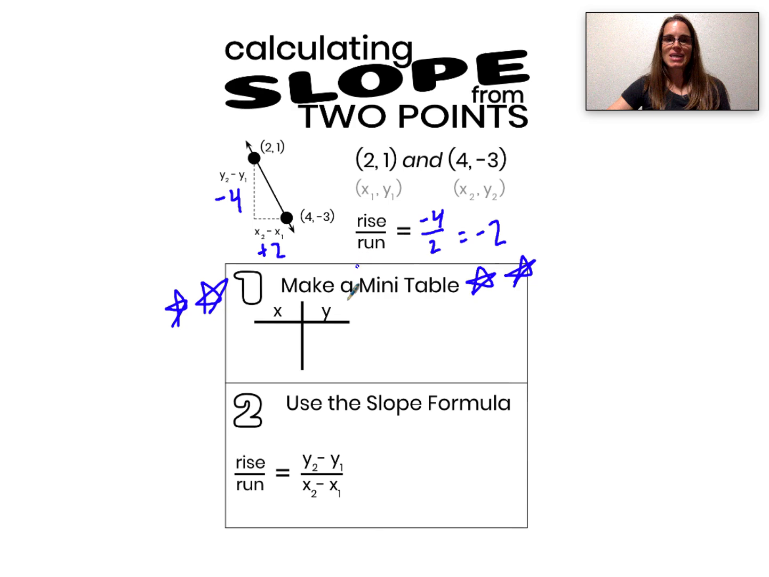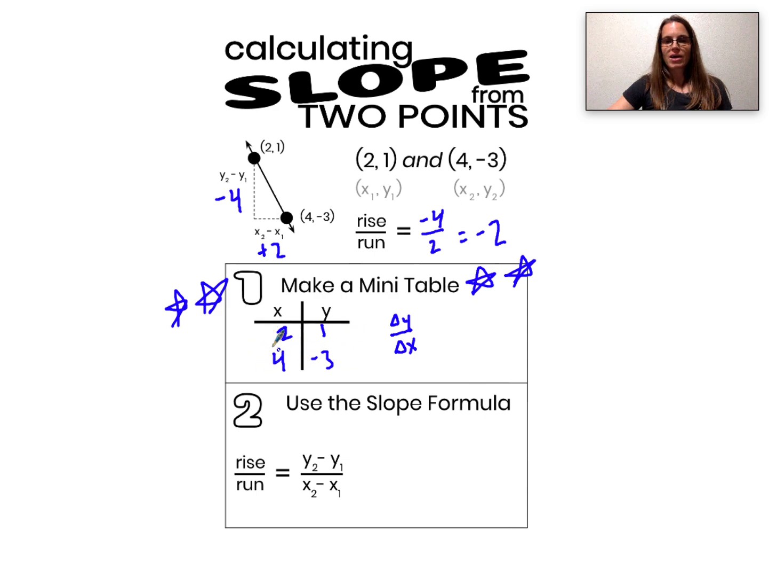So to make a mini table, place your 2 ordered pairs into a mini table. So x equals 2, y equals 1, x equals 4, y equals -3. Now, just like any other table, I can find the rate of change, which is the same as the slope, from these 2 points by figuring out delta y and dividing it by delta x.